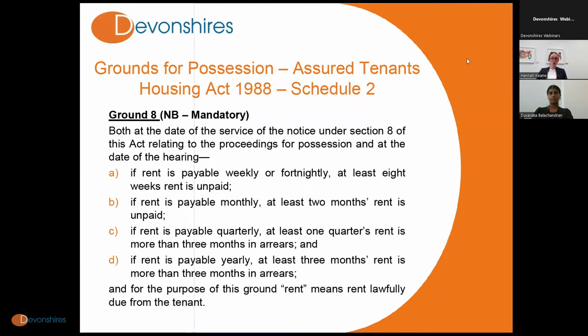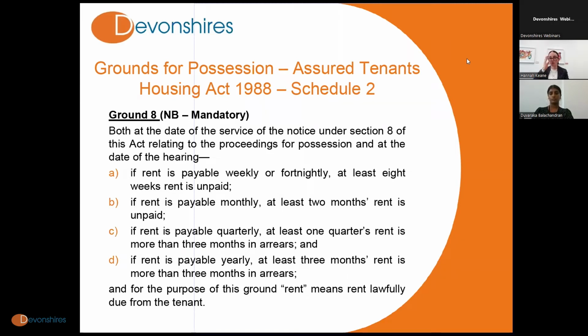So turning to Housing Act 1988 and assured tenants, I'm sure a lot of you will be dealing with these. There's one mandatory ground at the moment, that's ground 8. And this requires that both at the date of service of the notice under Section 8 of the Act relating to proceedings for possession and at the date of the hearing. So effectively, it's sort of a two-tranche test. There must be rent arrears at a certain amount at the date that the notice is served, and then again at the date of the hearing.